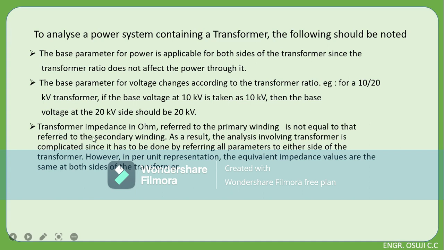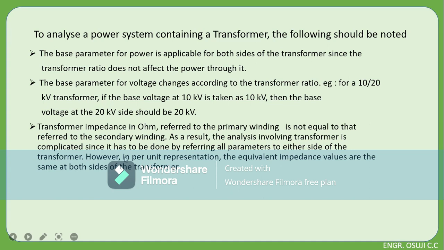Then we have that the transformer impedance in ohms referred to the primary winding is not equal to that referred to the secondary winding, which is true. As a result, the analysis involving a transformer is complicated, since it has to be done by referring all parameters to either side of the transformer. However, in per unit representation, this is one of the beauties of per unit representation, we have that the equivalent impedance values are the same at both sides of the transformer.